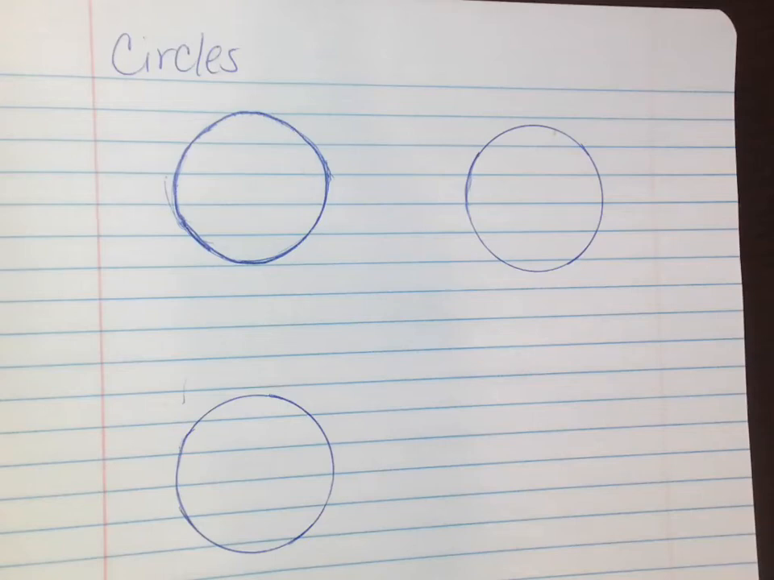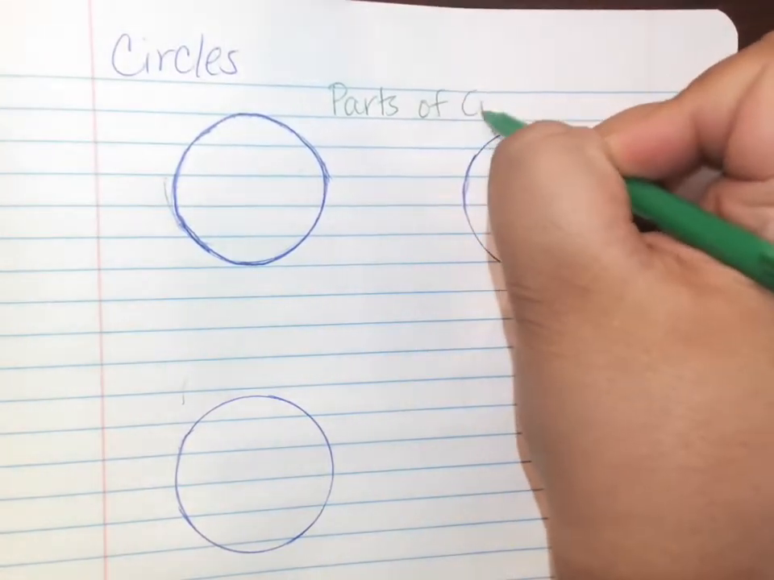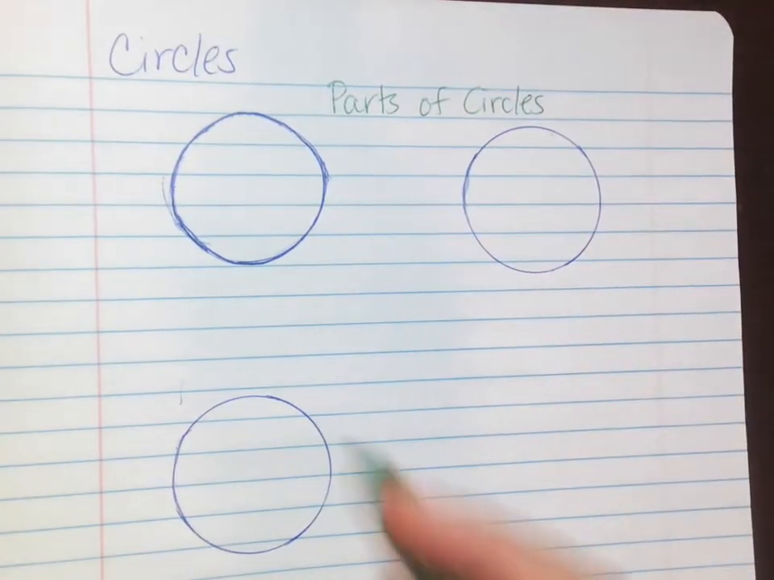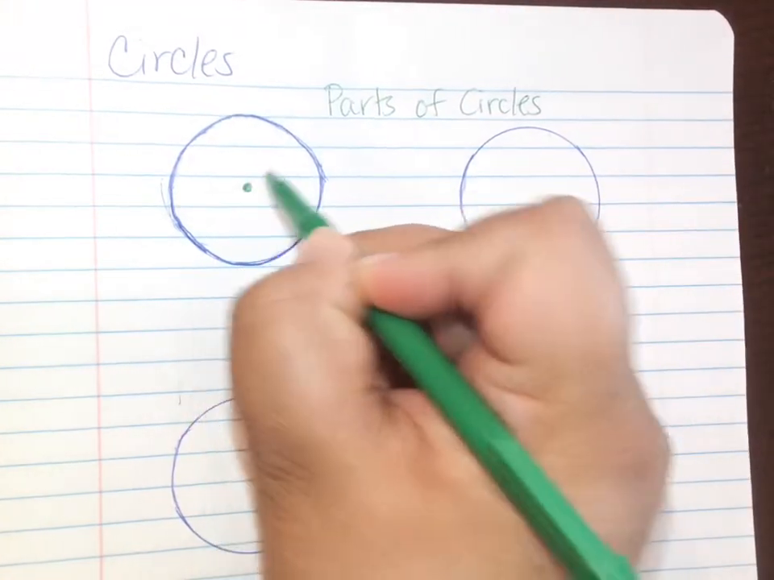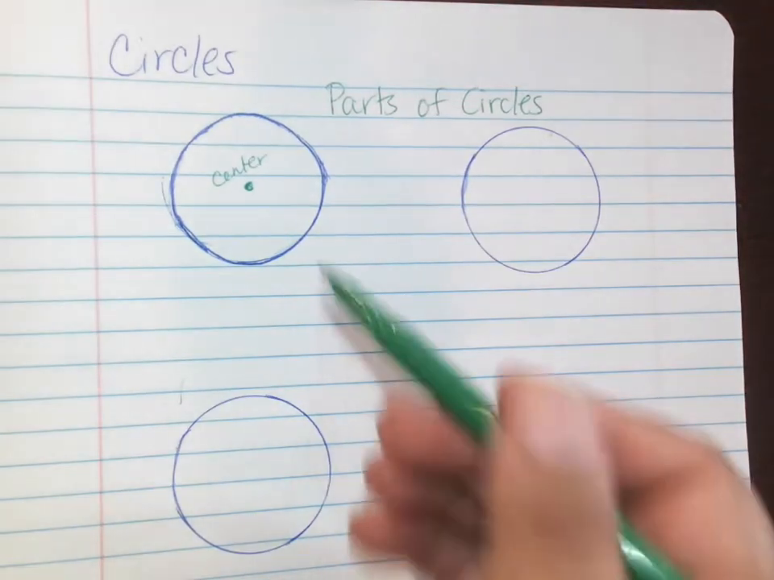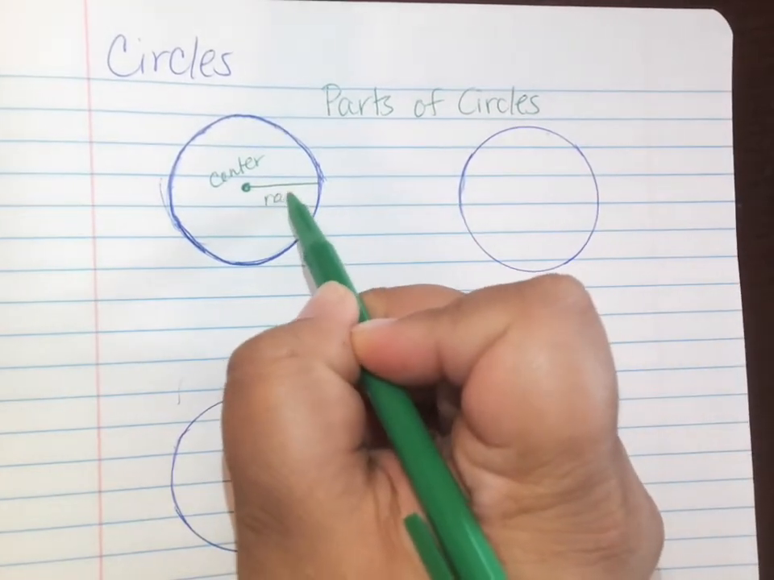Hi everyone. We're going to start talking about circles, and I have some already here on my paper so that I could just jump into the notes. So the first thing we're going to talk about are the parts of circles. And you might remember some of this from 8th grade, but the middle of a circle is called the center. From the center to the outside is the radius.